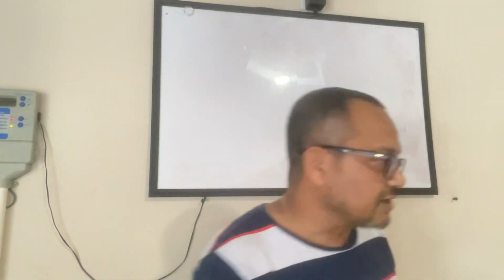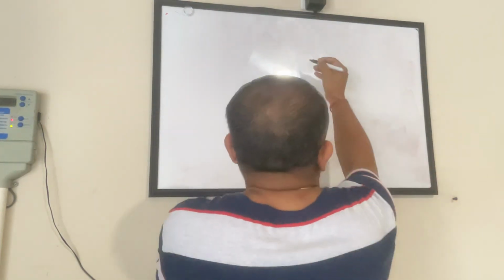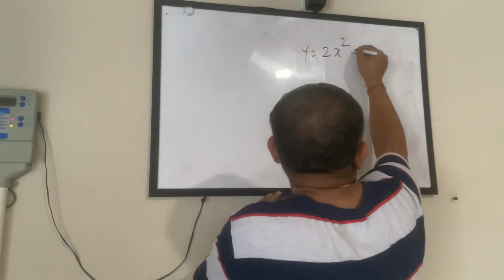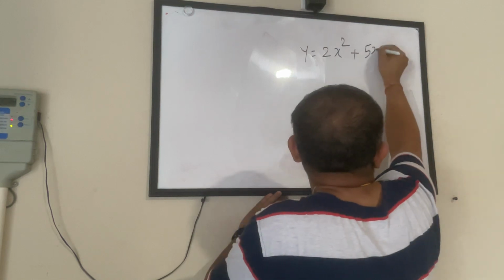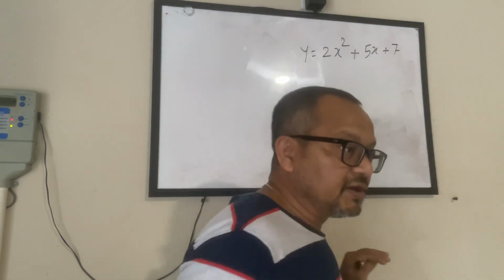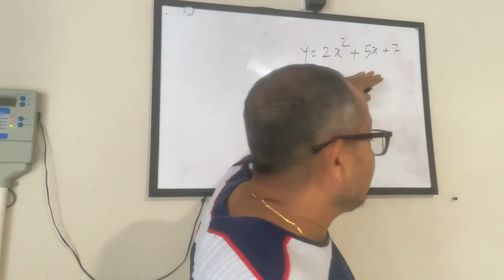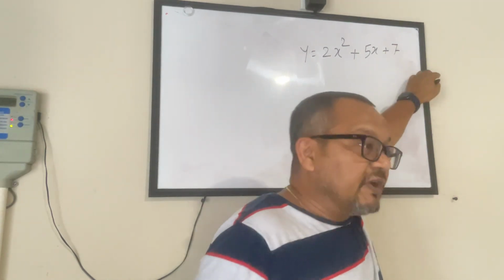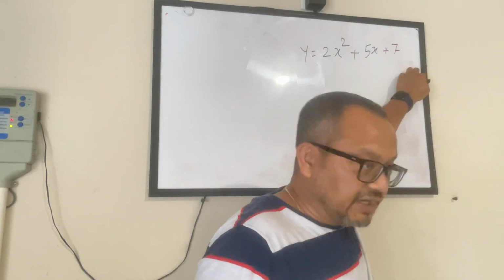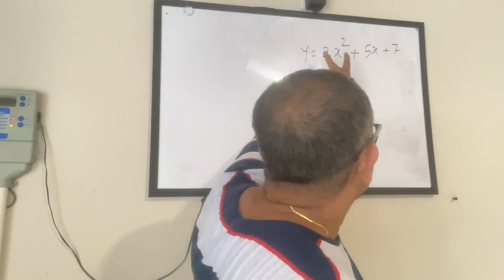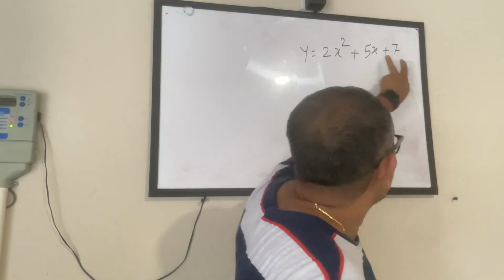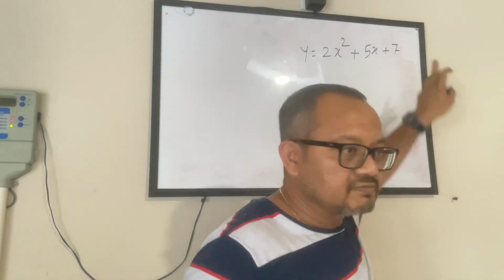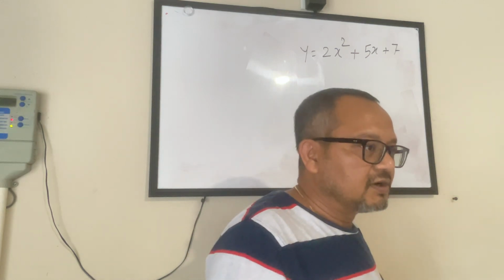So first of all, let's look at a quadratic equation. Y equals, let's say, 2x squared plus 5x plus 7. Okay. Everybody can see the board? Y equals 2x squared plus 5x plus 7. Which form of the equation is this? Standard form. Y equals ax squared plus bx plus c. What is a here? 2. What is b here? 5. What is c here? It is 7. So far simple? Nothing to worry?